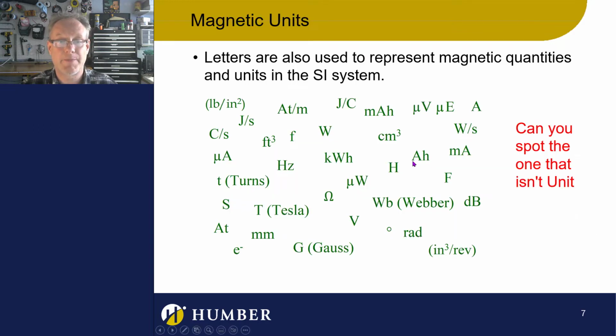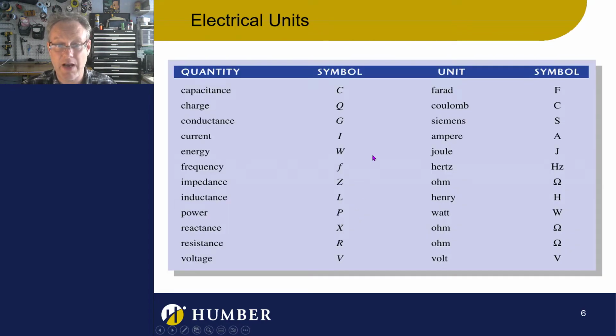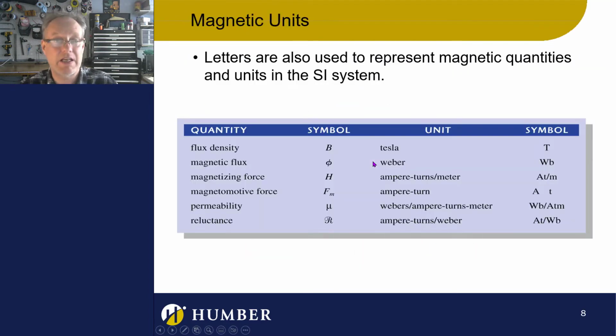A lowercase t as a symbol is for time. Let's go back up to here. Oh, it's not here. Okay. So a lowercase t, as you know, indicates time. That's the symbol for time. We measure time in seconds. Generally, we do that in engineering. And I love this one, amp turn meters. Webers per amp turn meter. Oh, that's a really good one.